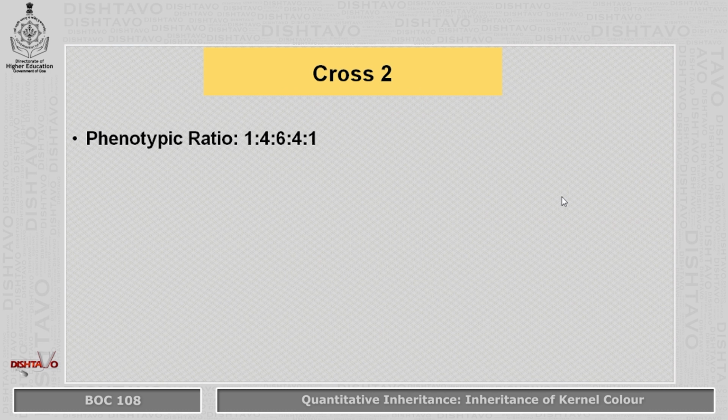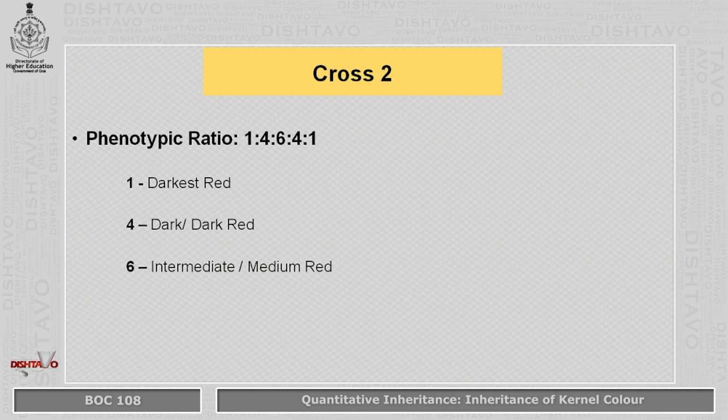So, this ratio, that is 1:4:6:4:1, has the following: 1 darkest red, 4 dark red, 6 intermediate or medium red.